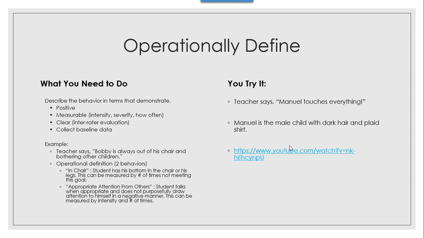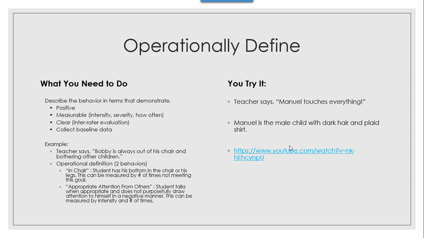And then what is in your chair? Sometimes kids will hover, or they're near their chair, or they've got one knee in the chair. This tells you the child has his bottom in the chair or his legs in the chair, and legs plural, so one leg is not going to get it. You measure it by the number of times of him not meeting this goal, or the assessment could be the number of times that he is meeting this goal. It's up to you, just be consistent all the way through.